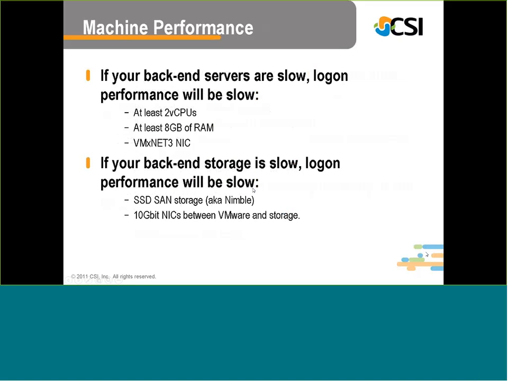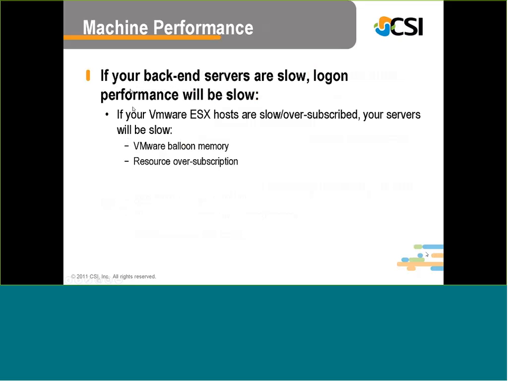Evan tells the story in the office here when we put the Nimble SSD SAN array in. The ladies in the office loved them because the performance just so dramatically changed for what they were doing. 10 gig NICs between your VMware host and your storage. So the better your back end is, the better your front end is. We see this especially as years go by since you've done upgrades. If your hosts are slow or oversubscribed, your servers are going to be slow.